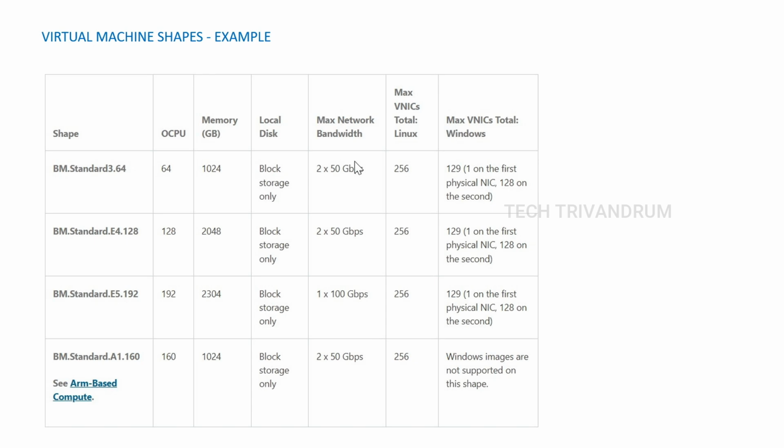For example, in this standard list of shapes, I have only shown a few of the shapes here. For example, the first one, the BM Standard 3 shape, contains 64 OCPUs, memory of 1024 gigabytes, and the local disk type supported is block storage, and the maximum network bandwidth you will get is 250 gigabits, and the maximum number of virtual network interface cards supported is 256, like that. So you will get all this information from the Oracle documentation page itself for all the shapes that are available. Depending upon that you can select the shape at the time of launching an instance.